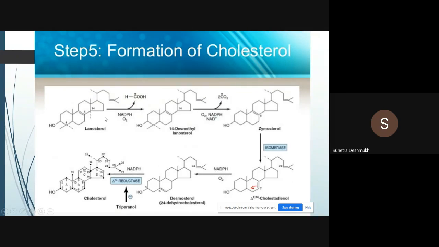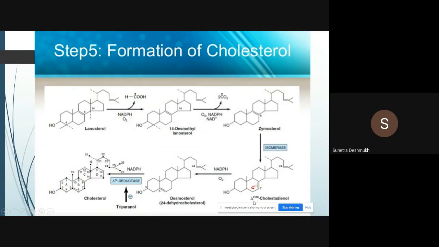Lanosterol, on elimination of the methyl group from the C14 position, first gives 14-desmethyl lanosterol. 14-desmethyl lanosterol, on elimination of both methyl groups at the C4 position, gives zymosterol, as we have seen already. Now how will this carbon-carbon double bond move from this position to here? In the first step, the double bond moves from here to here. Now the carbon-carbon double bonds are present at the C7 and C24 positions.